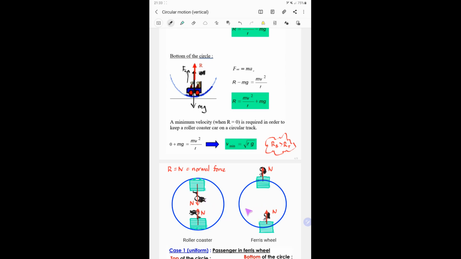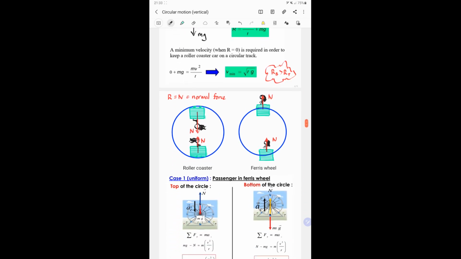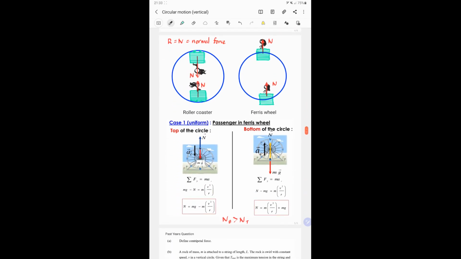But for the Ferris wheel, see what happens now? The passengers are always in an upright position, whether at the top or at the bottom position. Always upright, like this, so the equations for the Ferris wheel and the roller coaster are different, because the position of the passenger is also different. So what is the equation of the Ferris wheel? Let's turn to this part.